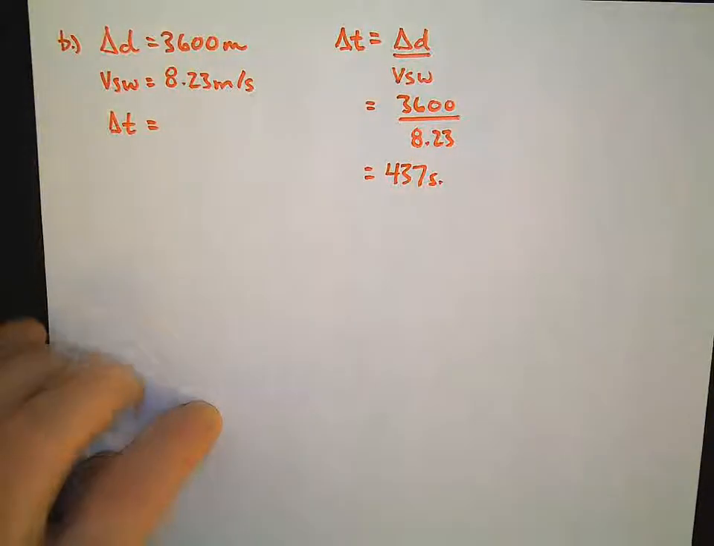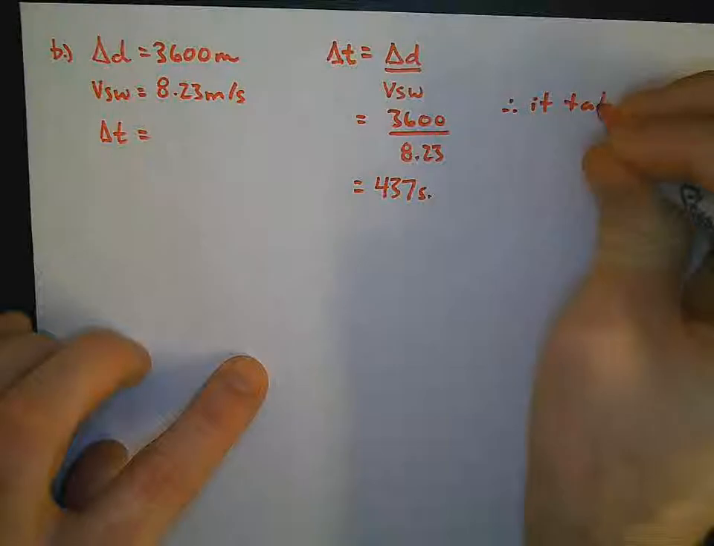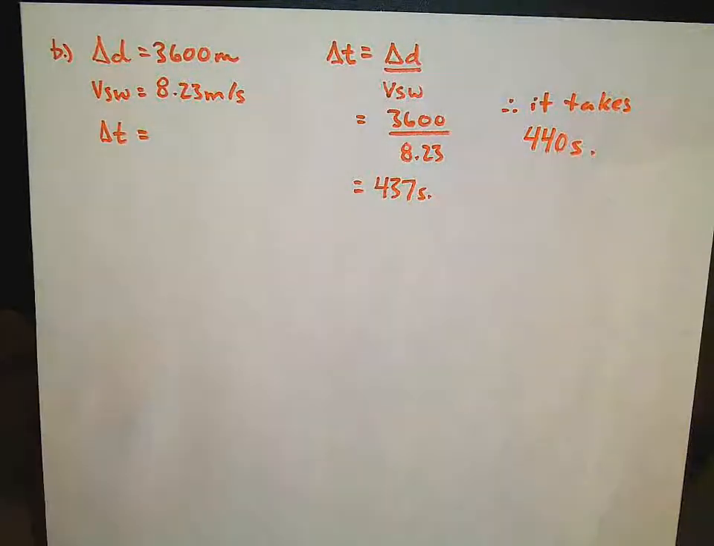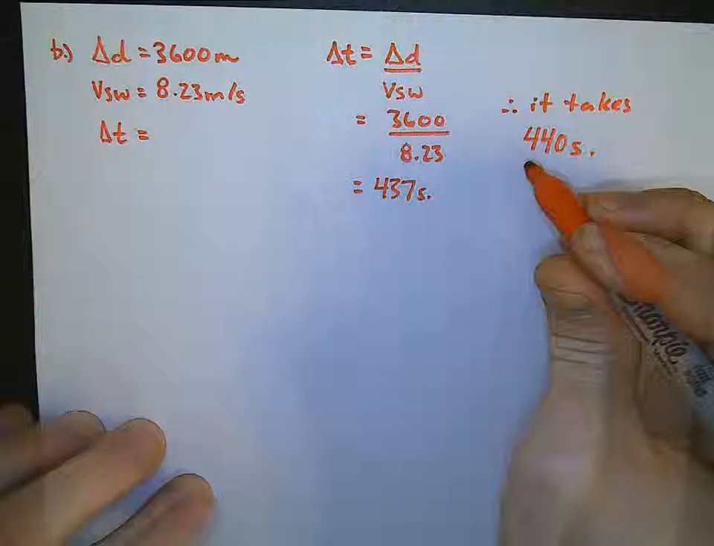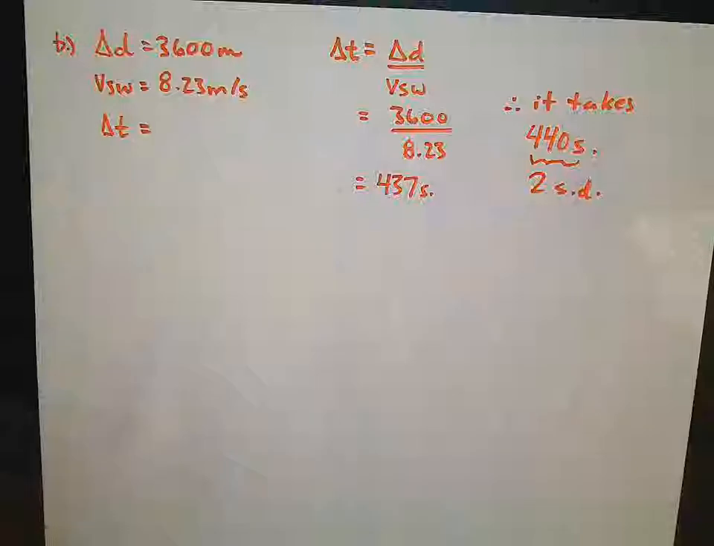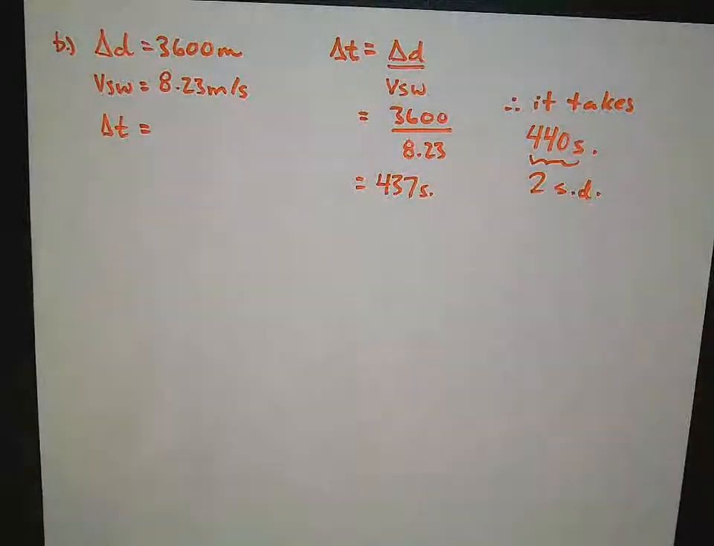And we pay attention again to significant digits. Therefore, it takes 440 seconds. In this question, this number here is technically two significant digits. The trailing zero that's after our non-zero digits does not count as a significant digit in this case.